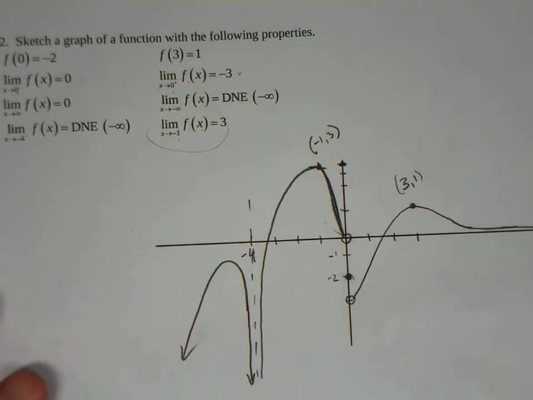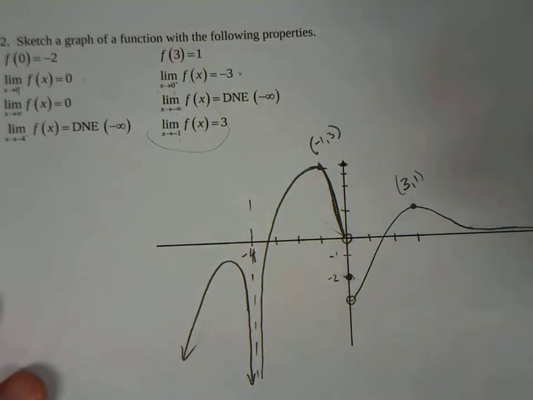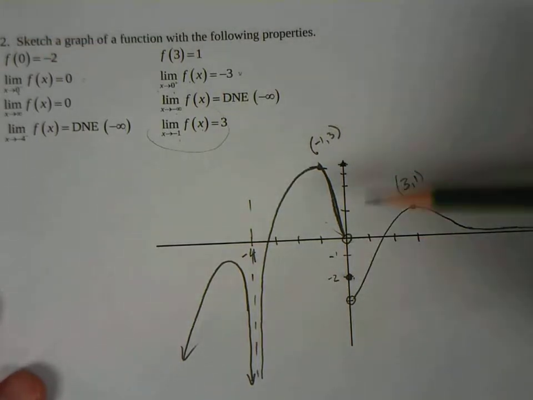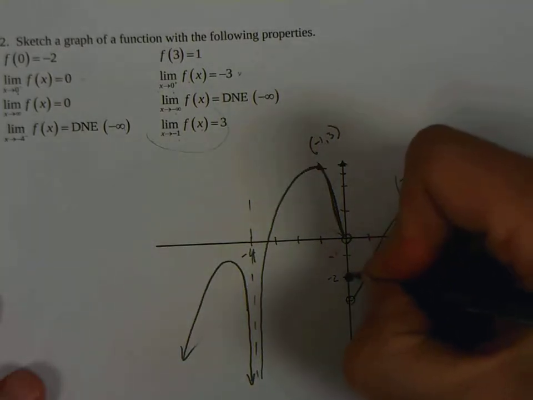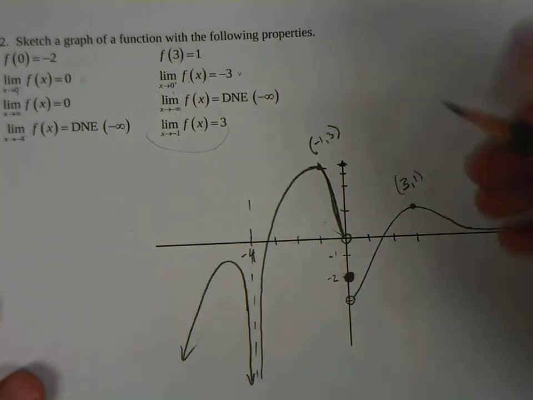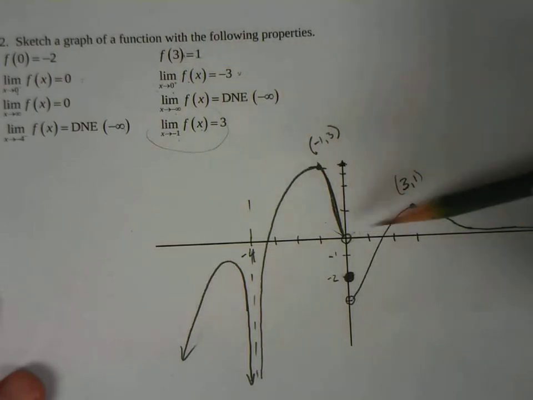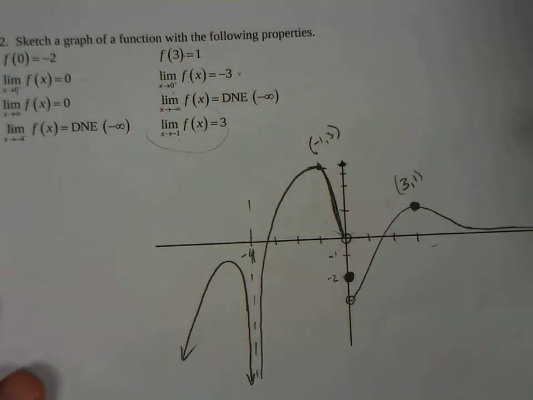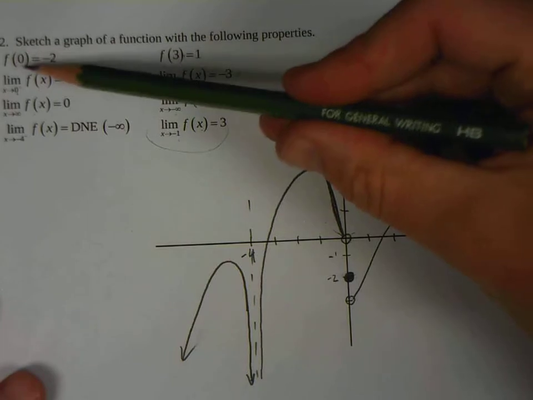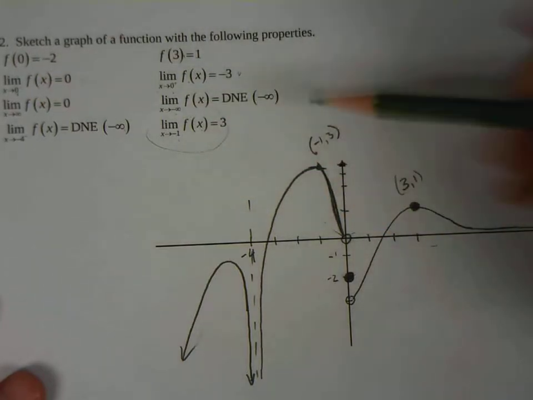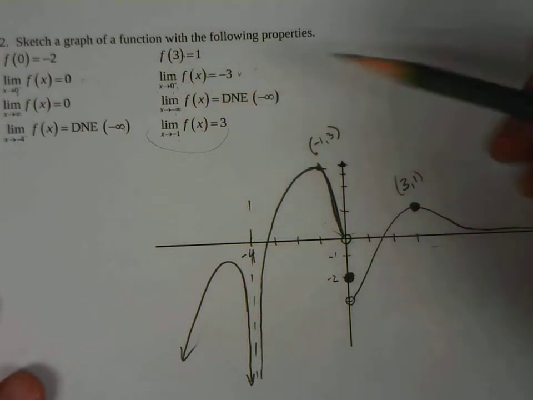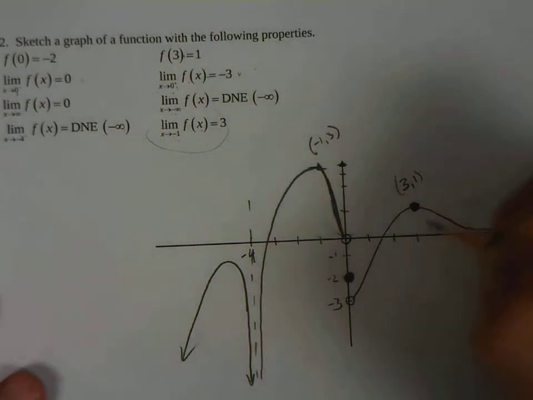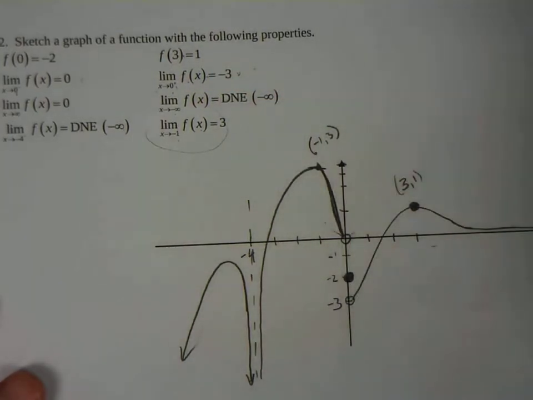Let's go through everything and make sure everything matches up. f of 0 is negative 2. Looks good. Maybe make that a bigger dot. f of 3 is 1. That seems pretty obvious, hopefully. The limit as x approaches 0 on the left of f is 0. Looks good. The limit as x approaches 0 on the right of f is negative 3. Maybe a label for negative 3, but that looks correct.